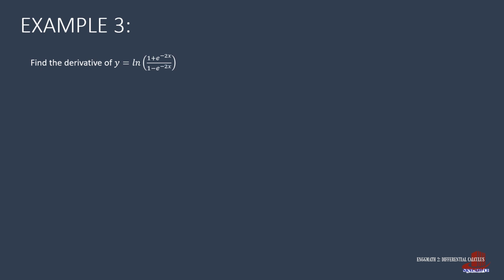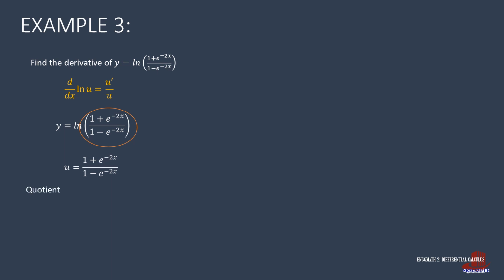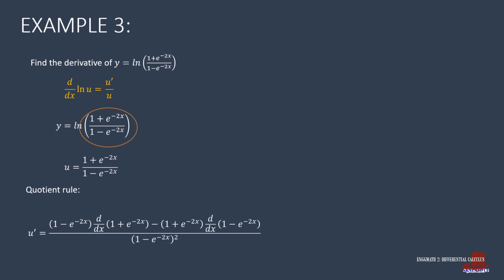Next is the derivative of ln of 1 plus e raised to negative 2x over 1 minus e raised to negative 2x. With ln, its derivative is again u prime over u. So the whole fraction is taken as u, then we look for u prime. Having a ratio, we have to use quotient rule, which can make the equation truly long. That is, take the denominator as the square of the original denominator and use low d high minus high d low.